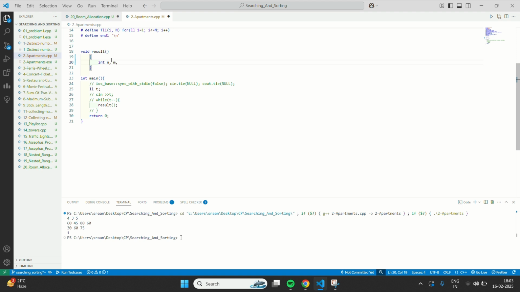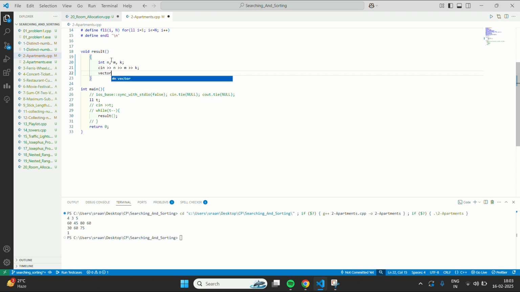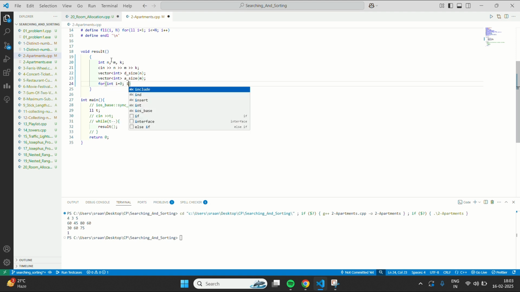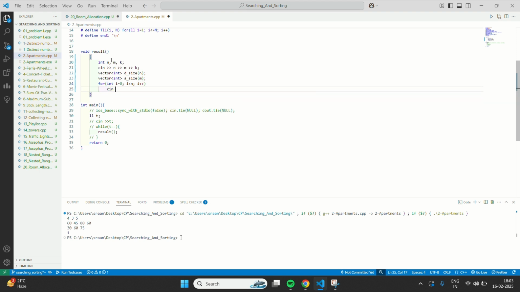Integer n, then m, and then k. We will take input for n, m, and k. Then we will create a vector of int type, desired size, of size n. Then we will create another vector of size m, which is apartment sizes. Then we will be taking inputs: for integer i equals 0, i less than n, i plus plus, cin input, desired size of ith customer.